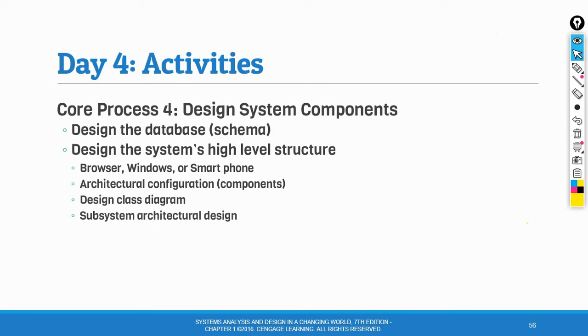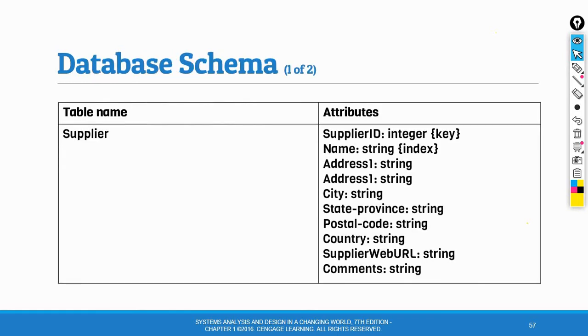Design can be a complex process, so in our small project, we will limit our design examples to only a few models and techniques. Day 4 activities include the following: design the database or schema, and design the system's high-level structure. Database design flows directly from the class diagram that we developed in, I think, Day 3.